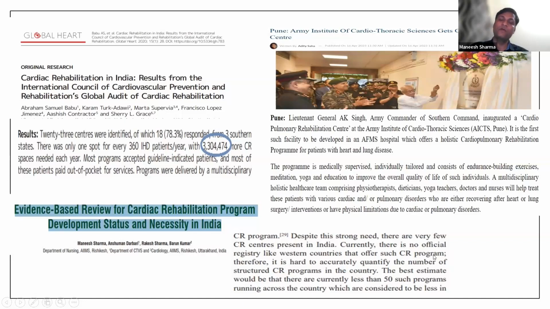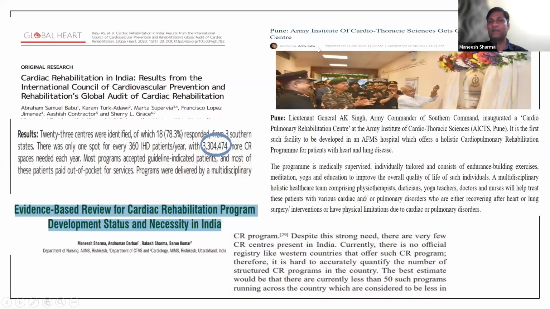In our country, we do have a Rehabilitation Council of India, but it does not endorse cardiac rehabilitation under its domain. So it is very difficult to quantify the number of cardiac rehabilitation centers in our country. By best estimates, there could be only very few, like 50 such programs, running in our country so far. Considering the magnitude of cardiovascular disorders, 50 such programs cannot meet the demand of cardiac patients. So there have to be more cardiac rehabilitation centers in our country.